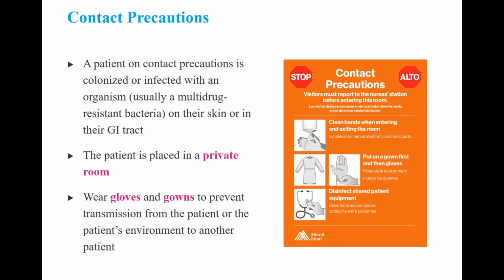Let's start with contact precautions. A patient is placed on contact precautions because they are colonized or infected with an organism, usually a multi-drug resistant bacteria, which is on their skin or in their gastrointestinal tract. The patient is placed in a private room. We wear gloves and gowns to prevent transmission from the patient or the patient's environment to another patient. You'll see an example of a contact precaution sign on your right.